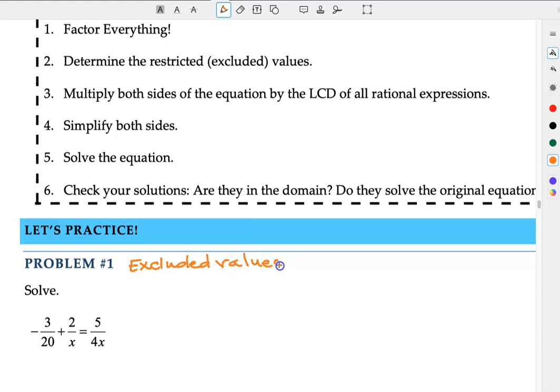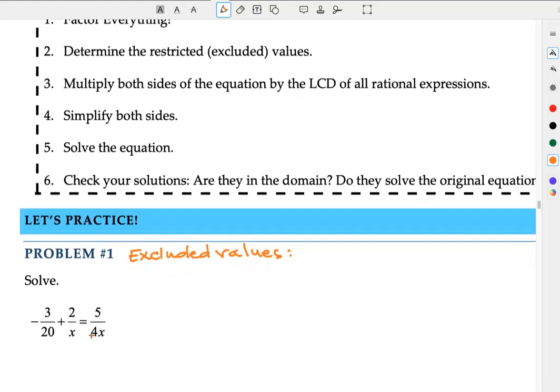So we're looking at the denominator. Sometimes there might be more than one excluded value, but we're looking at the denominator and saying, what value would make the denominator go to 0 on any of these? With that x, x cannot be 0, because if we did 2 divided by 0, that's undefined. We cannot do that. And similarly over here, 4 times 0 is 0, and then we'd have 5 over 0. So 0 is not a good answer for us to pick.